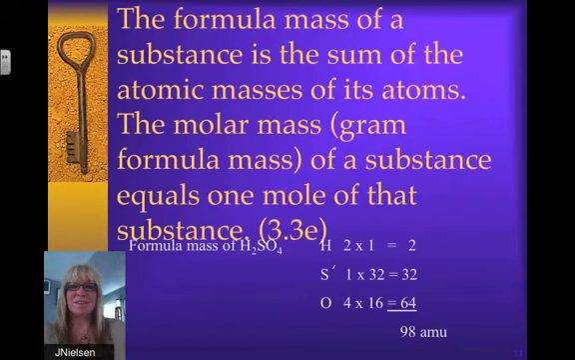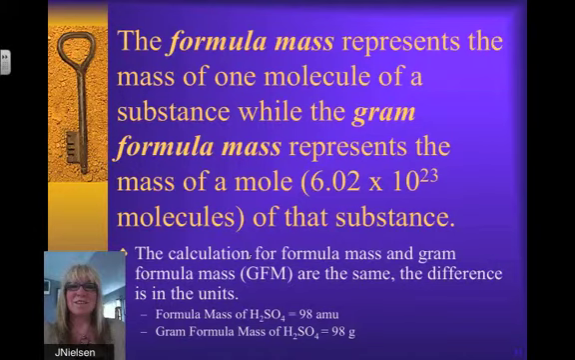The formula mass of a substance is the sum of the atomic masses of its atoms. The molar mass, or gram formula mass, is the mass of the substance that's equivalent to 1 mole. The only difference between formula mass and gram formula mass are the units. So here, the formula mass is 98 AMU, but the gram formula mass would be 98 grams per mole, which is what we're showing here on this page. So once again, the only difference between formula mass and gram formula mass are the units.